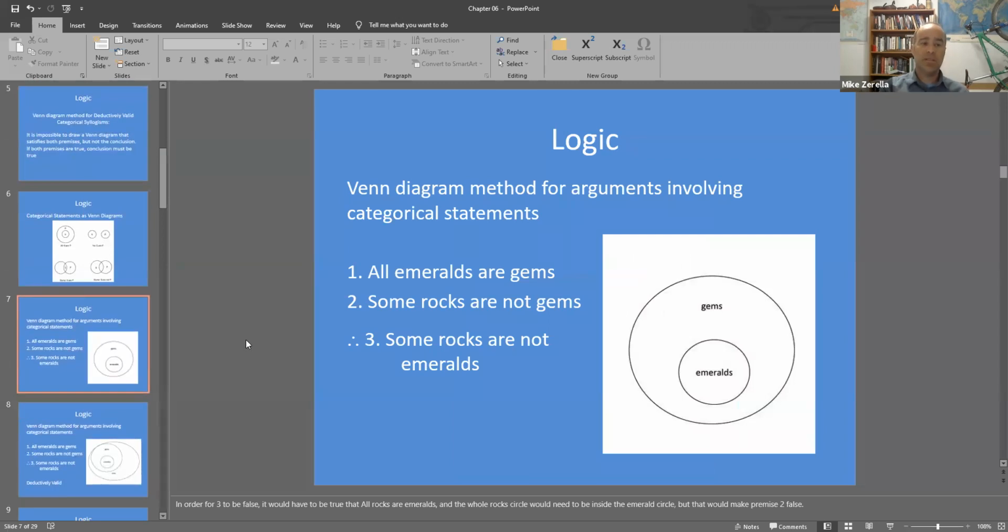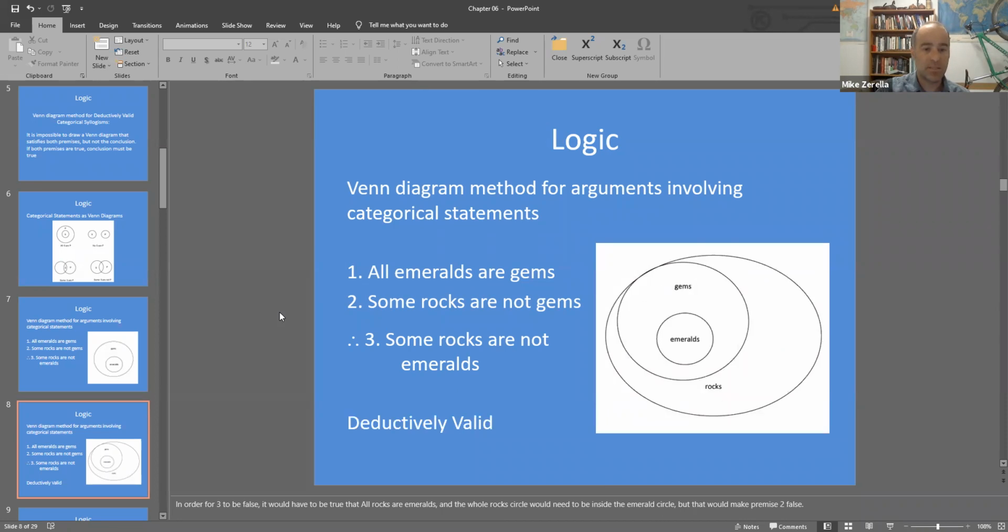So how can we use these to represent categorical syllogisms? Well, let's look at the emeralds are gems example that I had before. I mentioned before that this is going to be a deductively valid argument, so let's see how that works out. The first premise says that all emeralds are gems, and so the emeralds circle is completely contained within the gems circle. Then we want to represent the second premise, the second categorical statement, that some rocks are not gems. And so the rocks circle, at least some of it, has to be outside the gems circle in order to satisfy this second premise here.